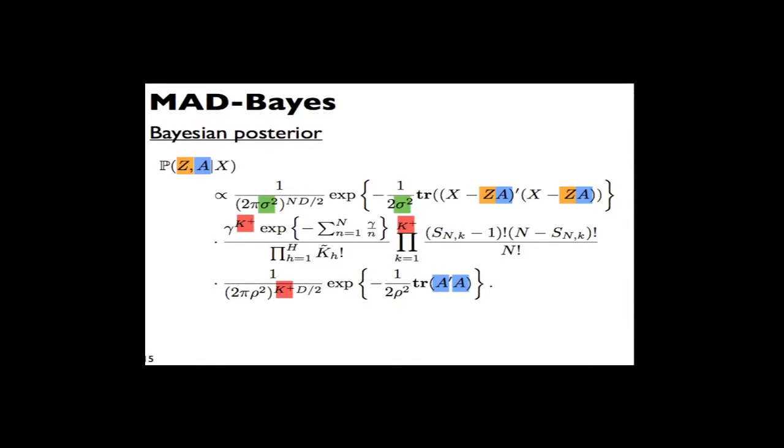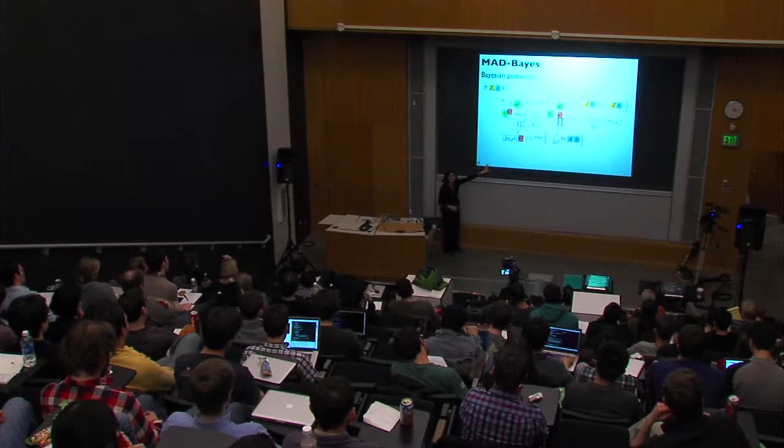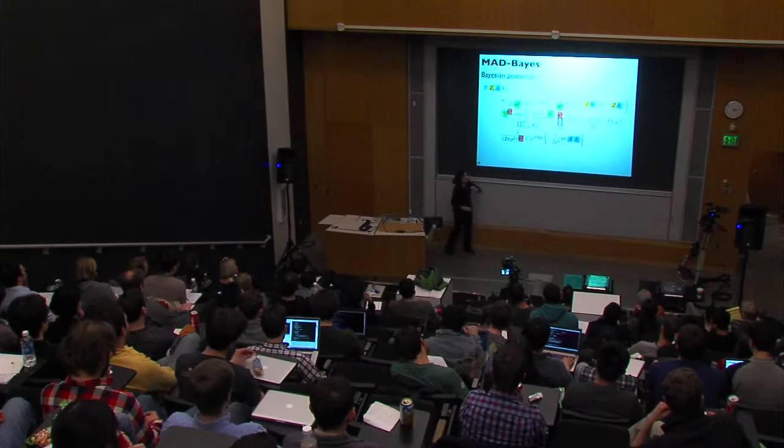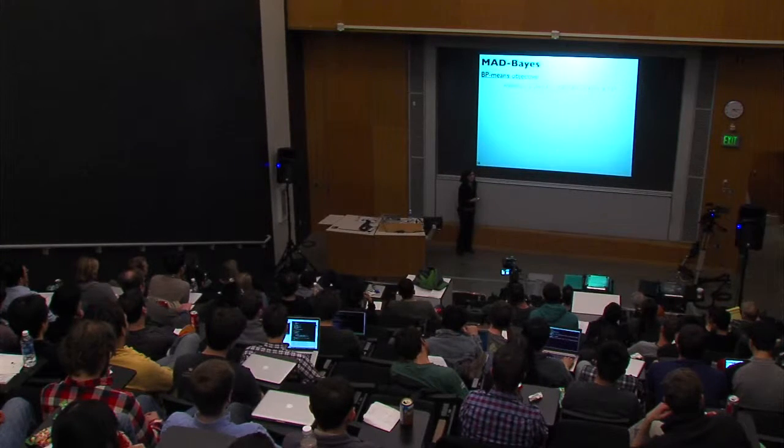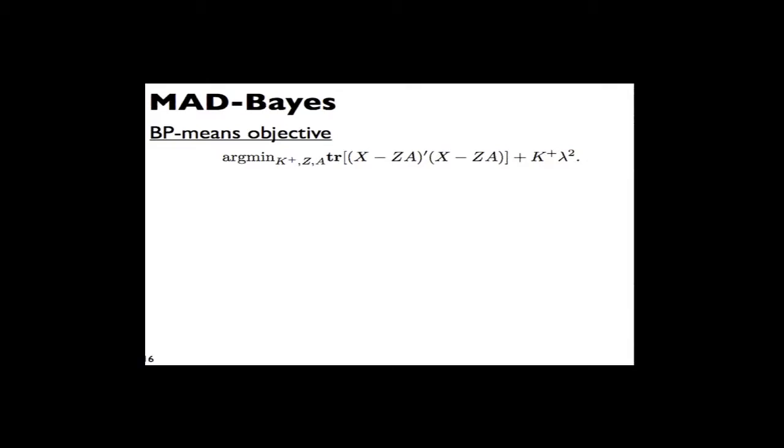And then what we're going to do is take a limit as this variance goes to 0, and also take a limit as this prior concentration parameter goes to 0. And now the key point here is that you don't have to bother with this equation. What you do is you just take what happens when you take the limit. And so when I take the limit, this is what I get out: the following BP-means objective, where BP stands for the beta process that we started with. And it has just two parts.